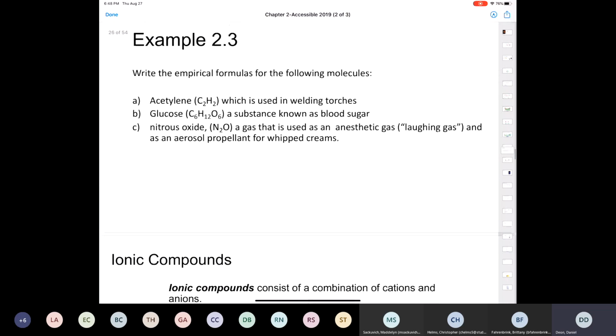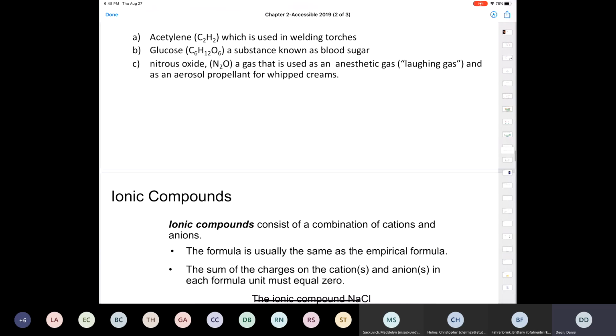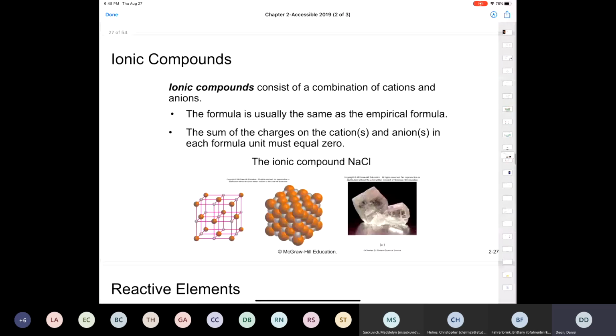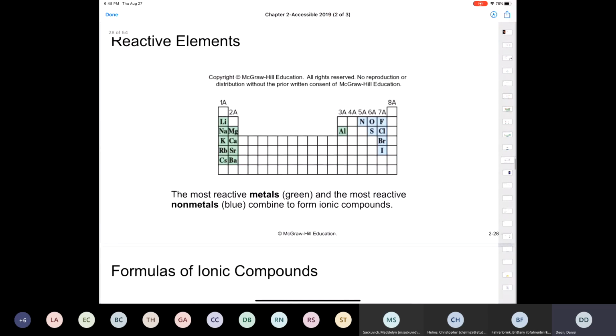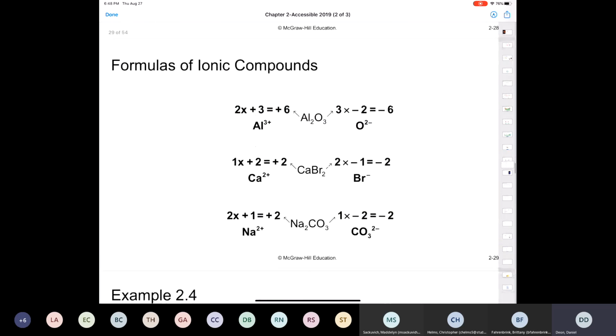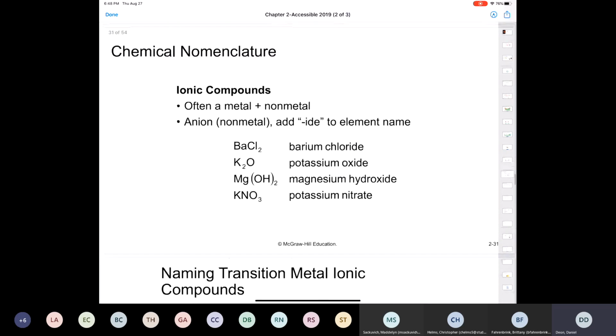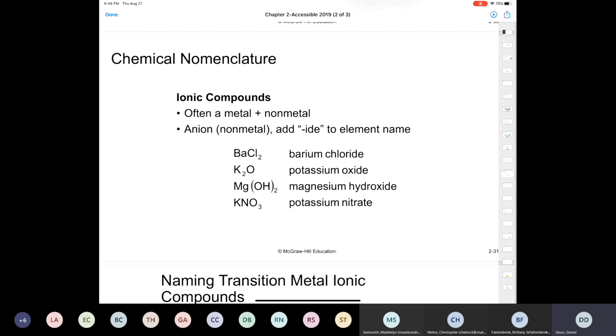Well, it's 6:48. We're getting pretty down the wire here. So if you can just bear with me for a second, I just want to show you where we're going. We're going to talk about ionic compounds, reactive elements. We're going to talk about how metals like to lose electrons and non-metals like to gain electrons, and that is why they react together to make ionic compounds. We'll go over all of that. And then right here, we're only 2 slides away from chemical nomenclature, okay?